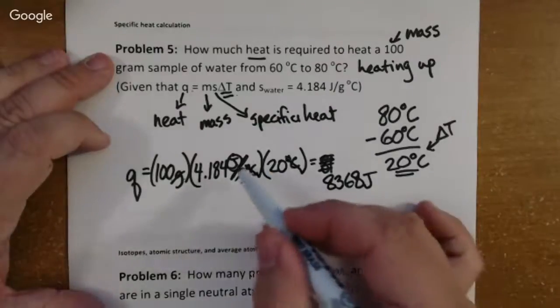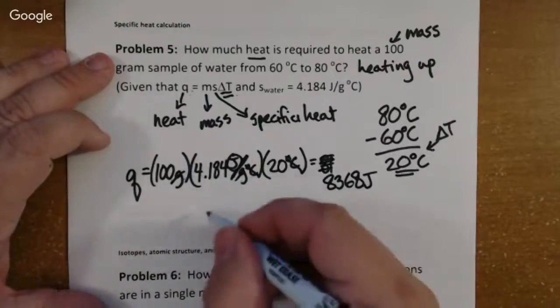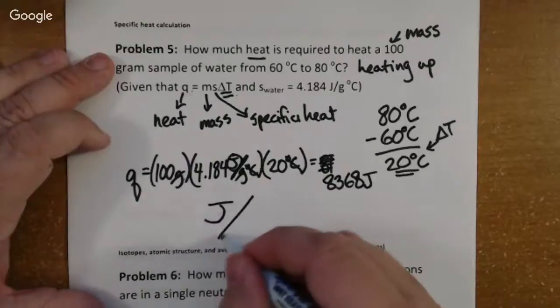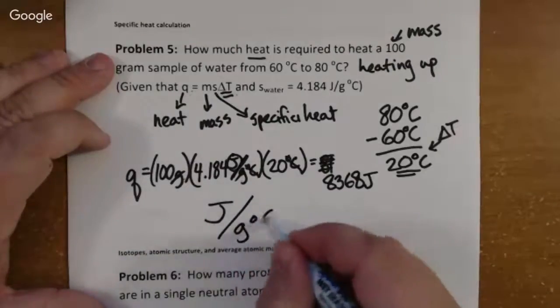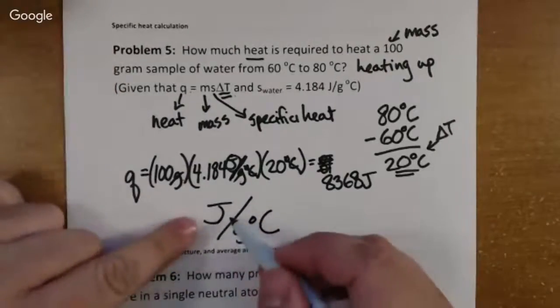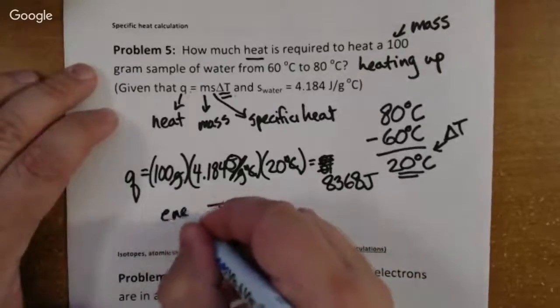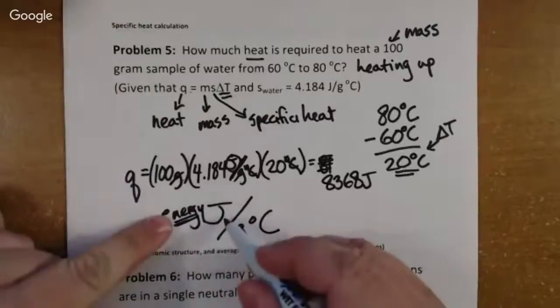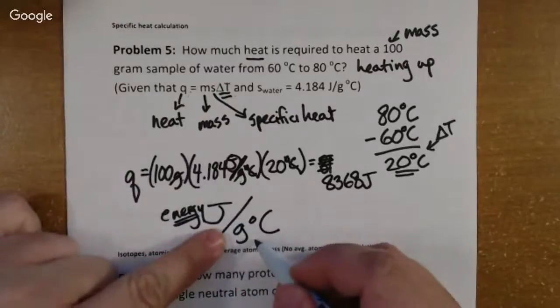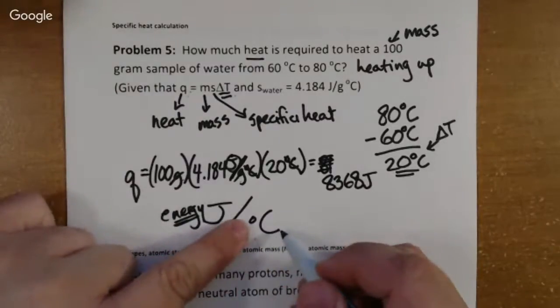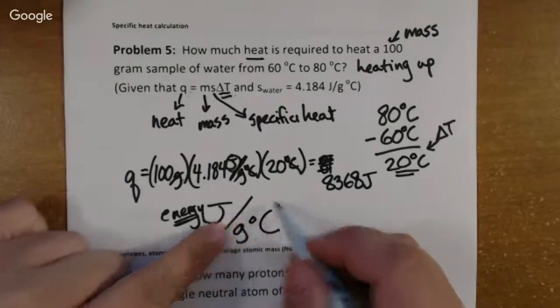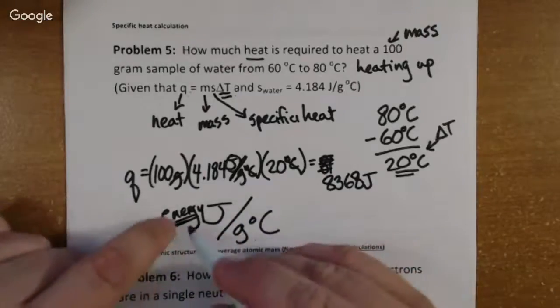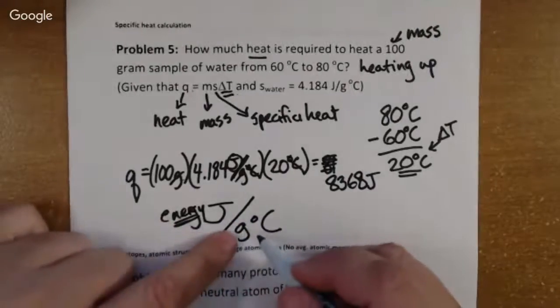Let's talk briefly about this specific heat. The unit was joules per gram degree Celsius. Joules was energy. So it's how much energy it takes to heat up a gram of a substance by 1 degree Celsius. So that's all a specific heat is. It's an amount of energy it takes to heat something up by a degree.